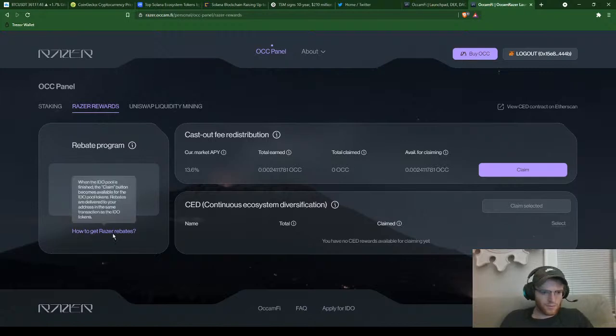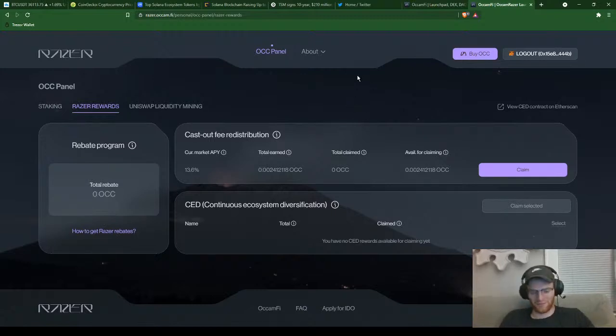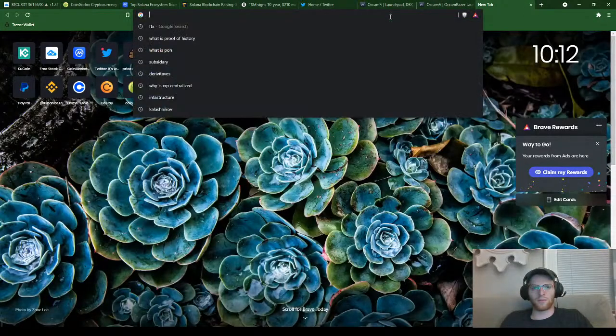the IDO pool is finished to claim. This is actually part of an IDO right here. Wow, I didn't even realize that I was participating in an IDO. So this is what we just talked about on the other site a second ago with Cardstarter. But this is an Occamfi IDO done on Occam's Razor. I guess I didn't realize that. Alright, so I'm going to go to Uniswap real quick.